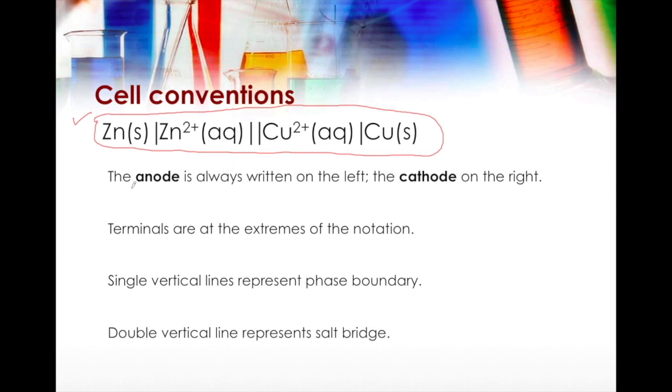Some of the rules: the anode is always written on the left. Remember anode? If you always forget what is anode, OIL RIG, I'm going to write for you again. So AC. Oxidation is loss, and is obviously the anode. It's the source of electrons, so it's negatively charged. Reduction is gain, and that's the cathode. It's positively charged, a positive terminal, and here will be the negative terminal. Now, anode is always written on the left. Cathode is always written on the right.